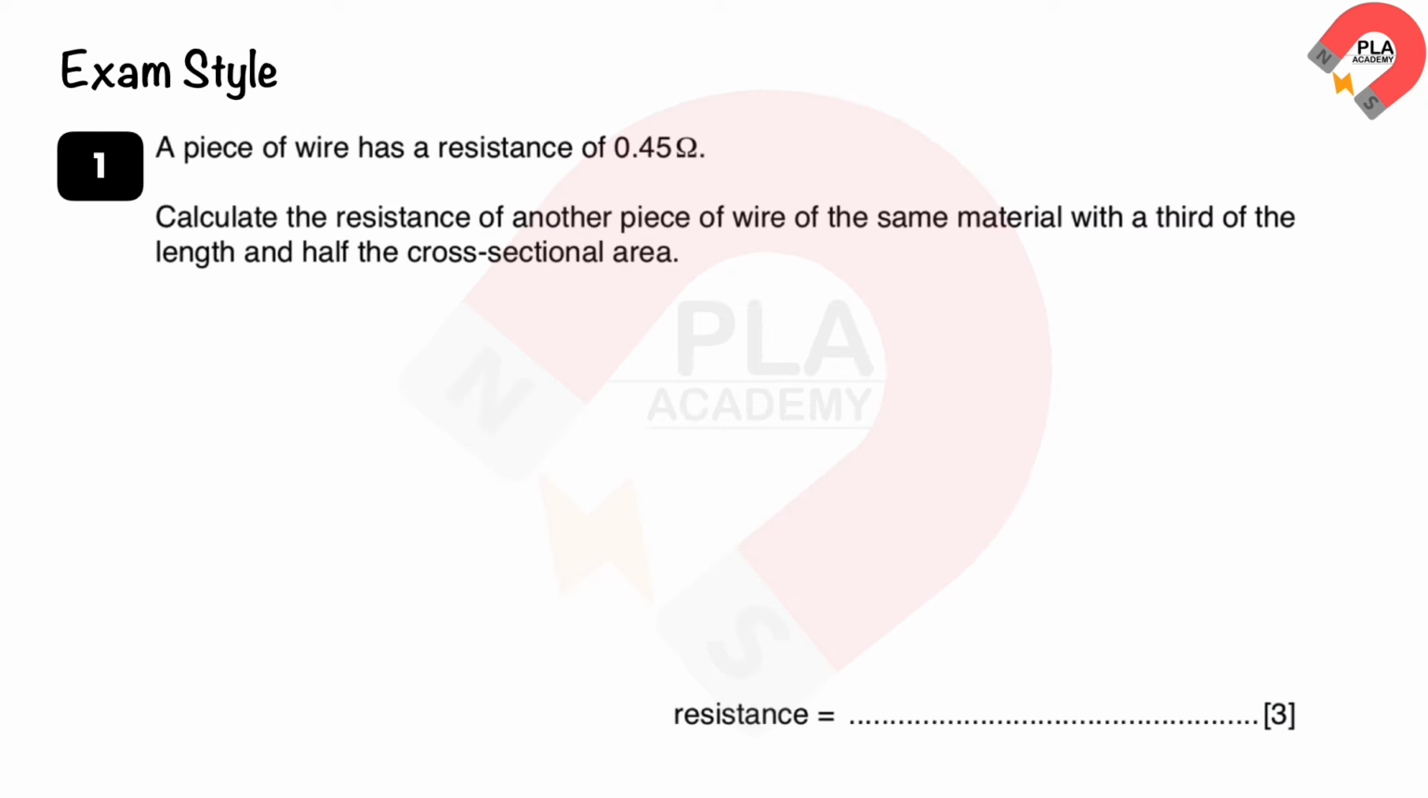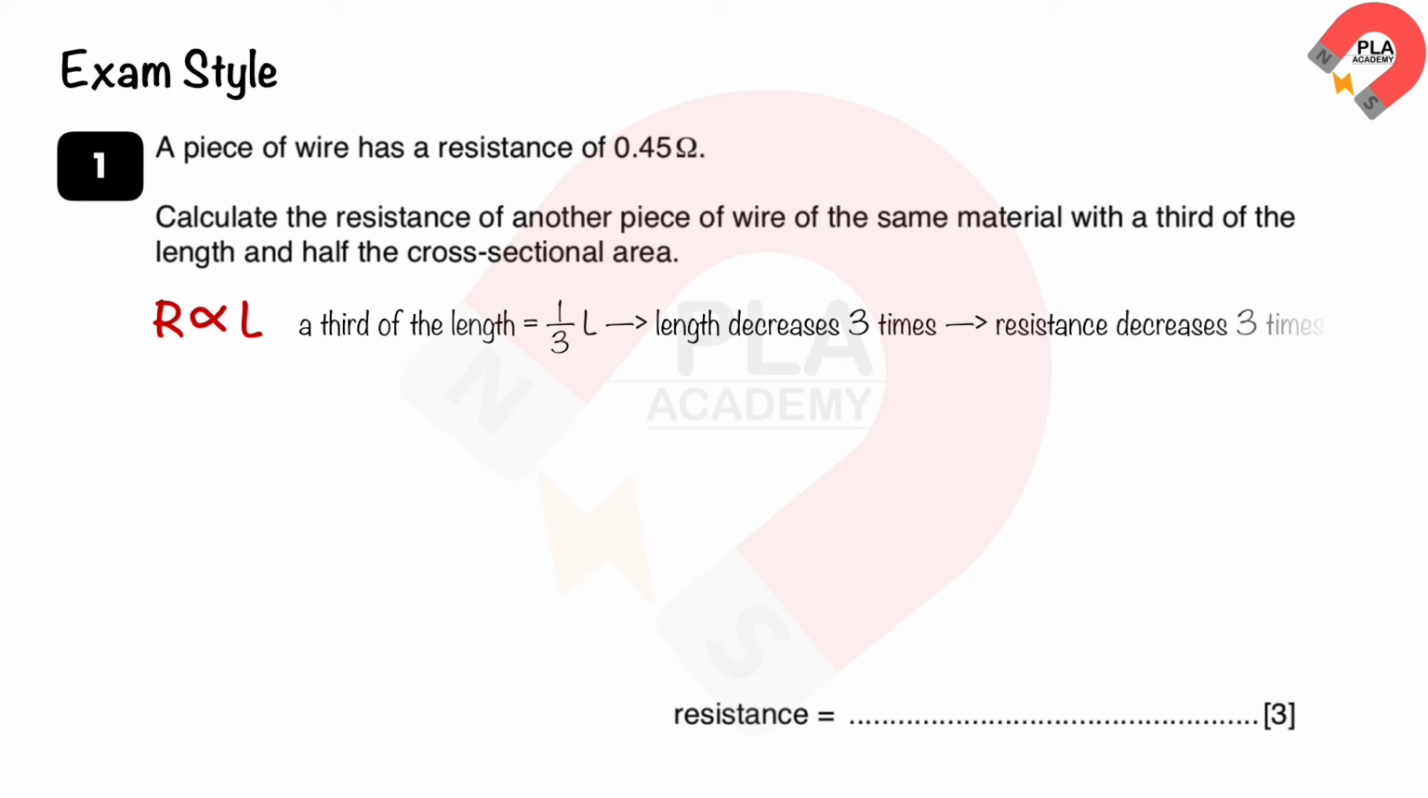Exam style. First, a piece of wire has a resistance of 0.45 ohms. Calculate the resistance of another piece of wire of the same material with a third of the length and half the cross-sectional area. Resistance is directly proportional to the length. A third of the length means that the length decreases 3 times, so the resistance also decreases 3 times. Therefore, the resistance is 0.45 divided by 3, which is equal to 0.15 ohms.